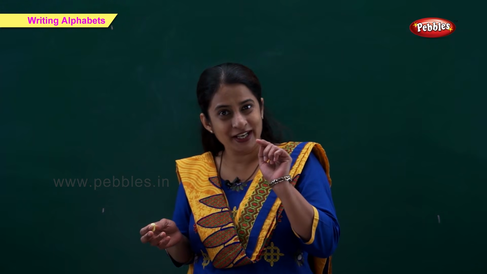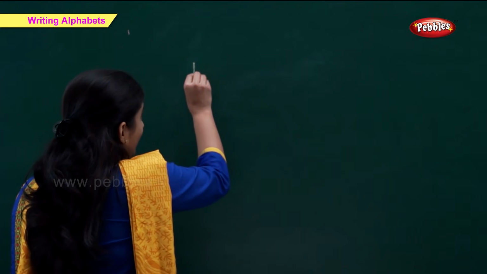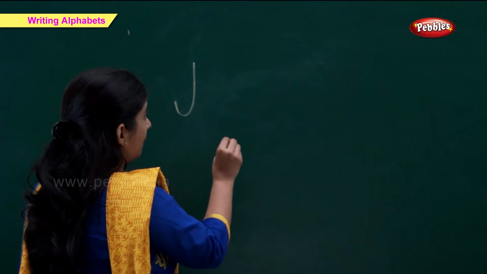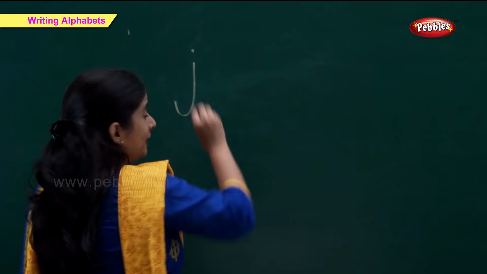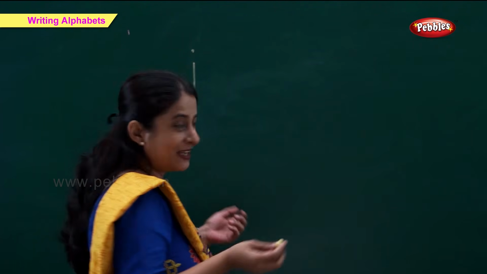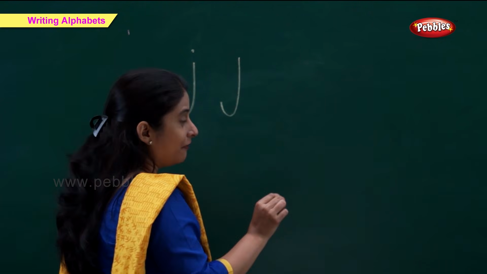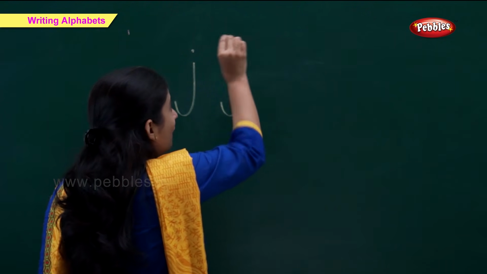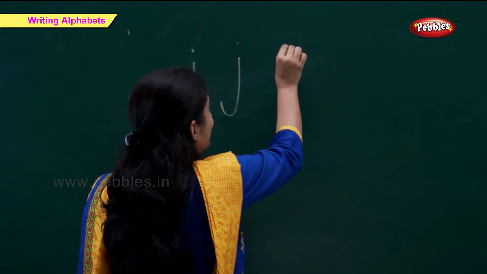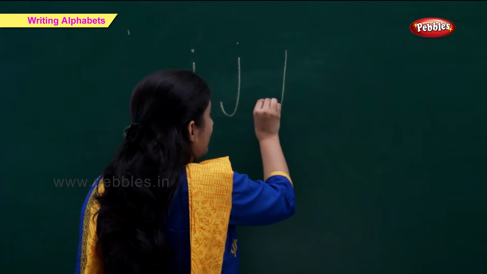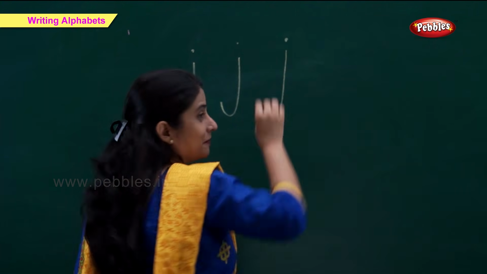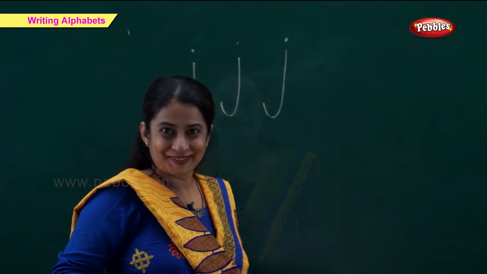Now let's write J. Small j. A standing line with curve and a dot makes small j. A standing line with a curve and a dot makes small j. Again, a standing line with a curve and a dot makes small j.